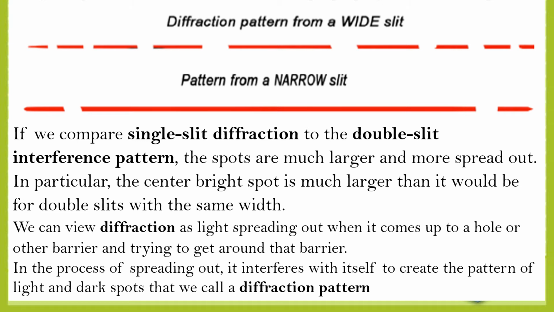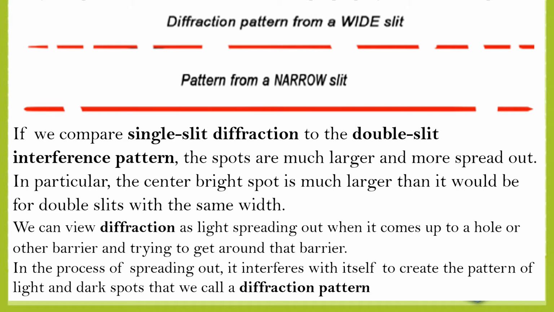Okay, so diffraction pattern from a wide slit and pattern from a narrow slit. If we compare single slit diffraction to the double slit interference pattern, the spots are much larger and more spread out. In particular, the center bright spot is much larger than it would be for the double slit with the same width. So we can view diffraction as light spreading.